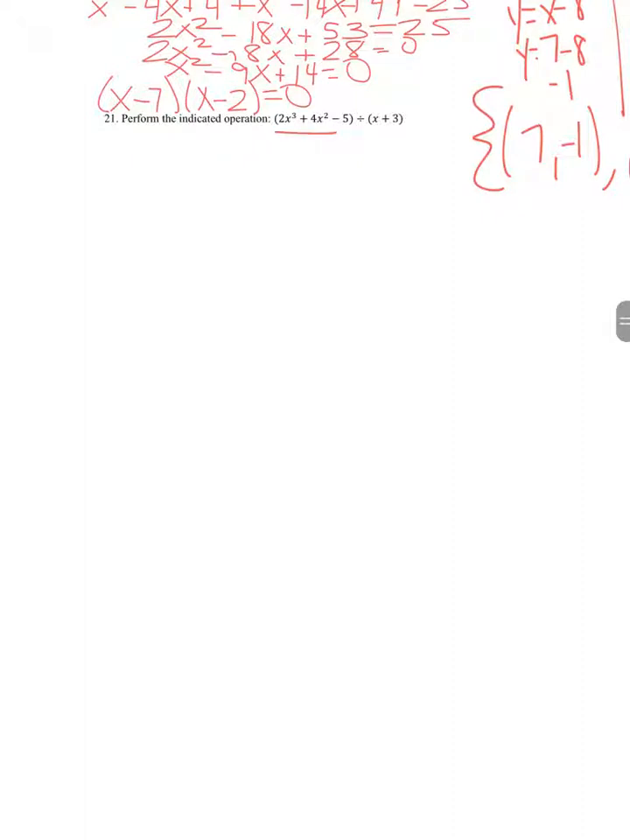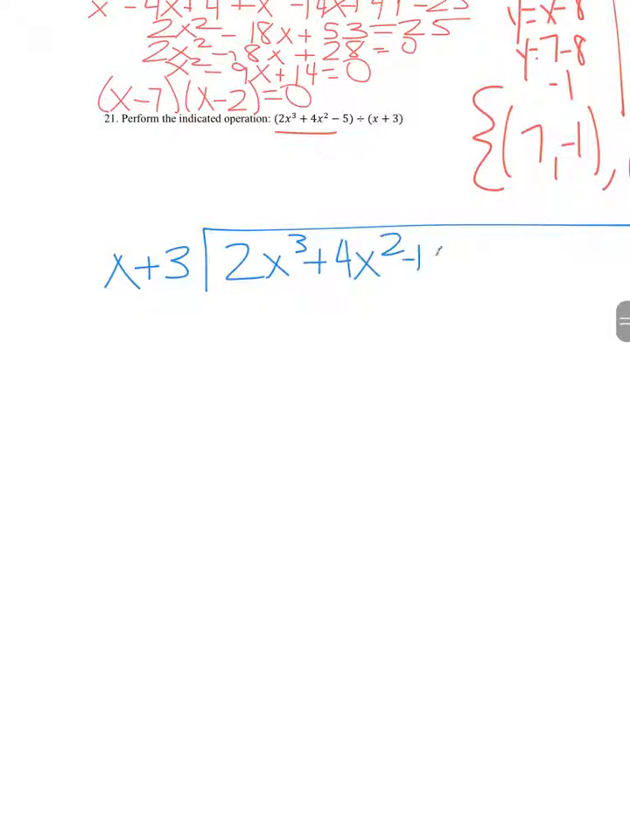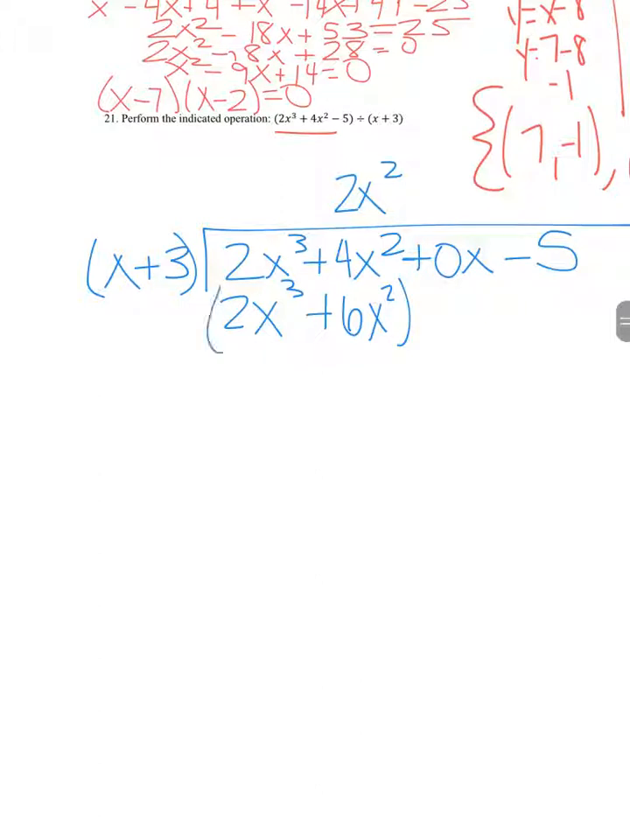So if you look right away here, a bell should be going off that you need a placeholder. So this is x plus 3 divided into 2x to the third plus 4x squared plus 0x minus 5. So x goes into 2x to the third, 2x squared times. So I multiply 2x squared times what's out front here. So this gives me 2x to the third plus 6x squared. Put it in parentheses and subtract. These cancel. 4 minus 6 gives me negative 2x squared. Bring down your plus 0x.